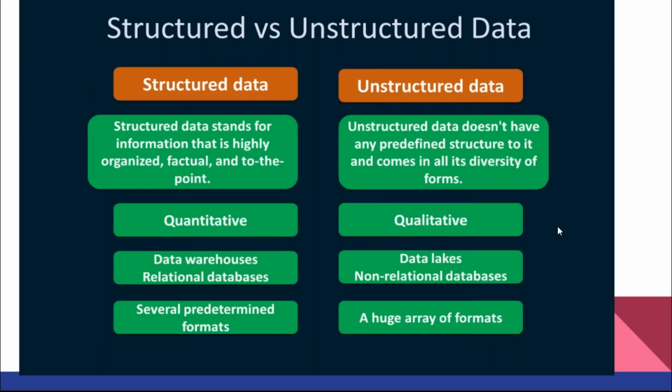So how exactly do we store structured data? We use data warehouses and relational databases like SQL in order to store structured data. In the case of unstructured data, we generally use data lakes, and there are no relational databases. So we use NoSQL databases like MongoDB, and there are different databases that are there. Unstructured data is a huge array of several formats. In the case of structured data, it follows a schema which can be interpreted and understood by the end user, and the data can be easily extracted, unlike when it is in the unstructured format.